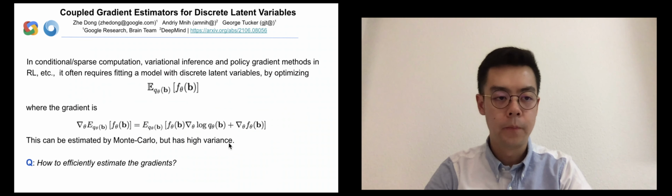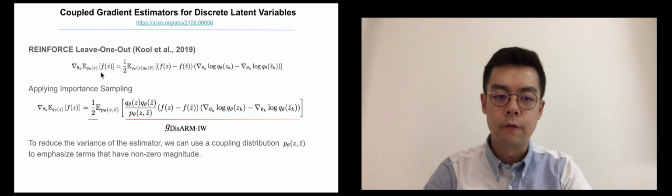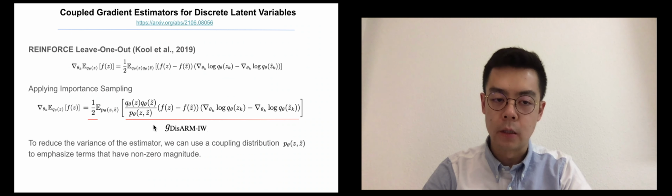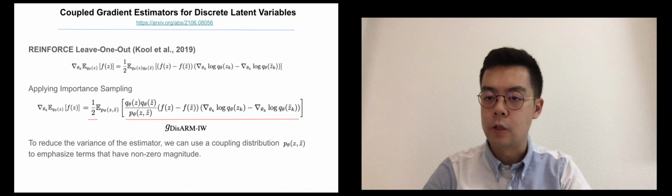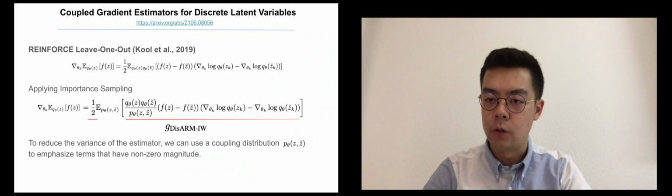Following the previously proposed gradient estimator, which is called REINFORCE leave-one-out, which is of the following form, we apply importance sampling and construct our gradient estimator, which is called DisARM-IW, where IW stands for importance weighting, where the weighting term is of the following form. To reduce the variance of the estimator, we can use a coupling distribution P(Z, Z tilde) to emphasize the term that has non-zero magnitude and jointly sample two coupled categorical variables Z and Z tilde.